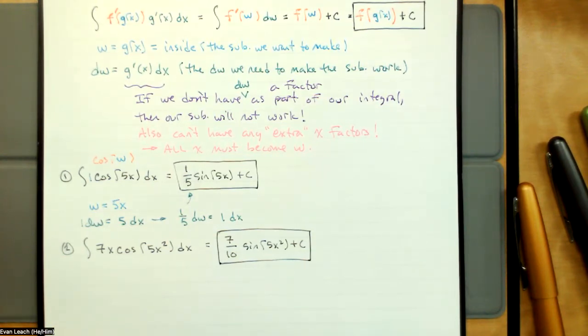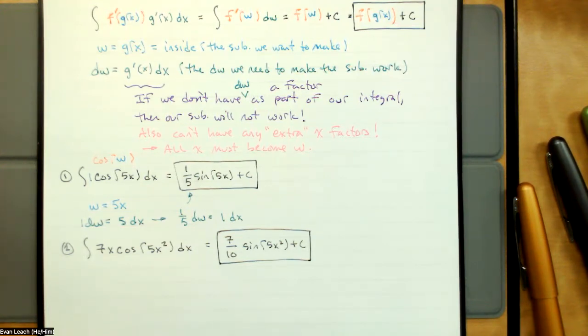And then we check. The derivative of sine of 5x squared is cosine of 5x squared times 10x. The 10 from the 10x cancels out with the 10 in the denominator of the coefficient, leaving behind 7x cosine 5x squared, so we know we're right. We didn't even mention the plus c because the derivative of a constant is equal to 0, and we just tack it on at the end. This is ideally all that we write for this problem.